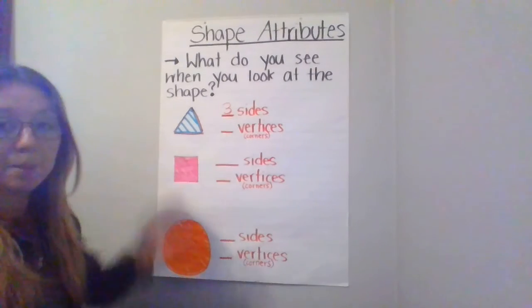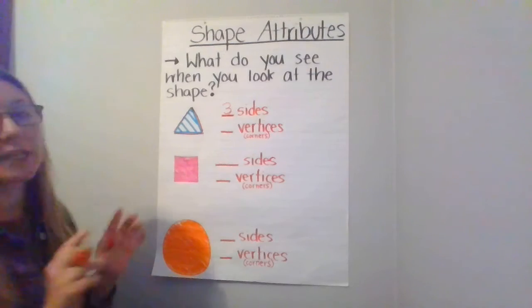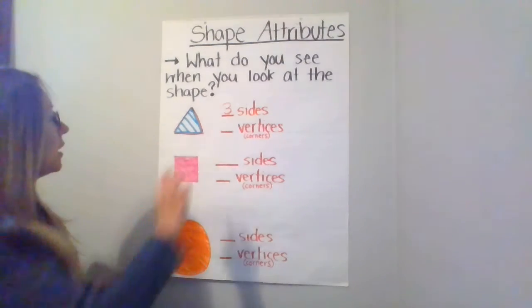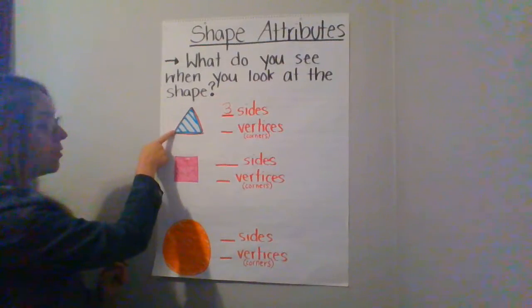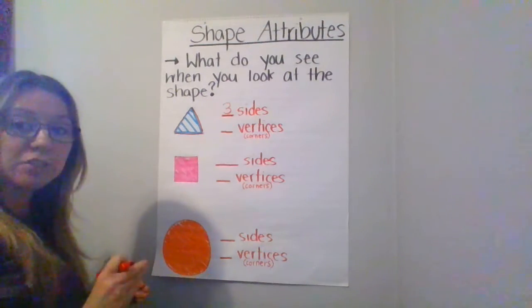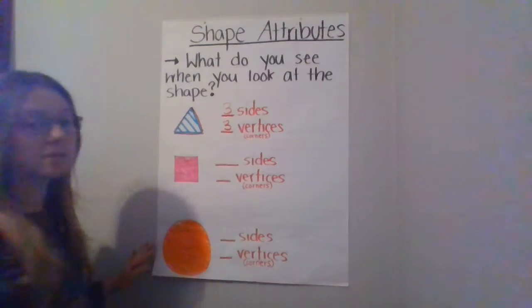Now, vertices, remember, means corners. That's where two sides meet. And I usually like to think of it as a point. So here we have one corner, 1, 2, 3. The pointy edges where the two sides meet. So there's 3 vertices or 3 corners.